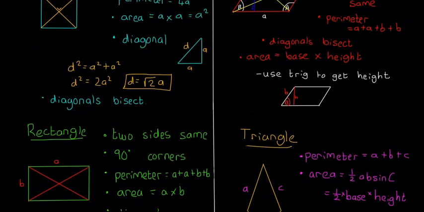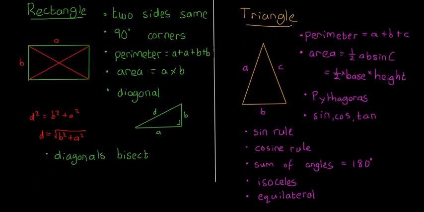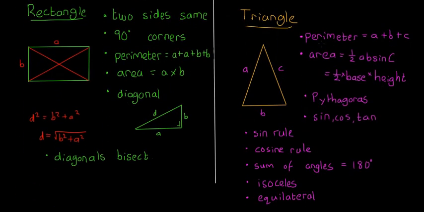So the last shape we're going to look at is the triangle. Again, we've seen triangles a lot before in trigonometry. So the perimeter is just A plus B plus C, so every side added together. The area is either half multiplied by A B sine C. In this case, C would be the angle in between A and B, so it would be this angle here. Or else it's half by the base by the perpendicular height. There are 2 different formulas for the area of a triangle.